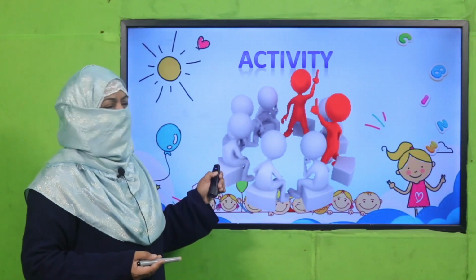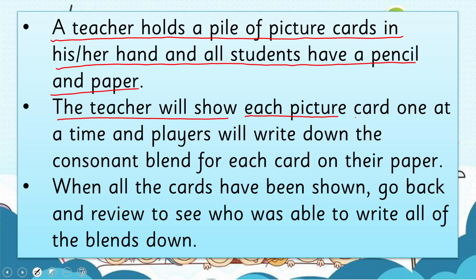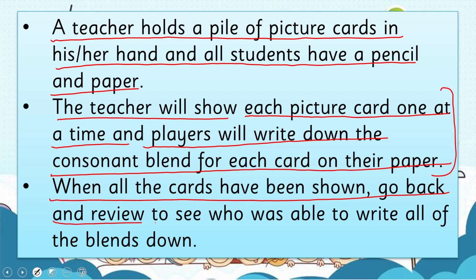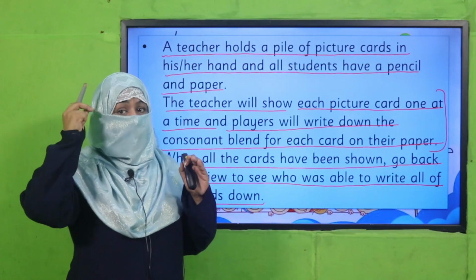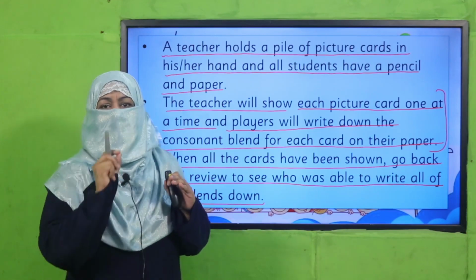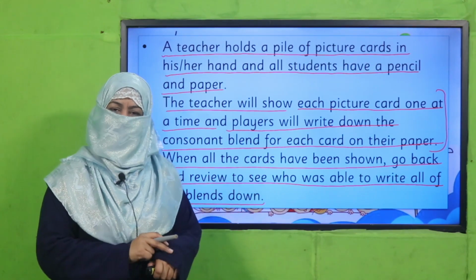Now let's practice it through an activity. The teacher holds a pile of picture cards in his or her hand and all students have a pencil and paper. Now the teacher will show each picture card one at a time and players will write down the consonant blend for each card on the paper, right? When all the cards have been shown, go back and review to see who was able to write all the blends down. So basically, the teacher will show you a picture, you will say its name in your brain, don't say it aloud, and whatever the consonant cluster is, just write it on paper, right? So this is how you're going to enjoy this activity. Pause the video, enjoy the activity, and then come back.